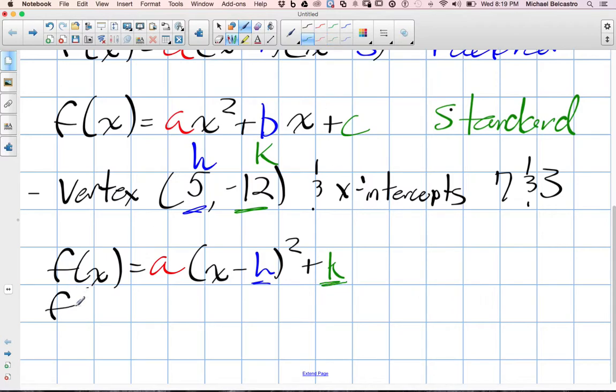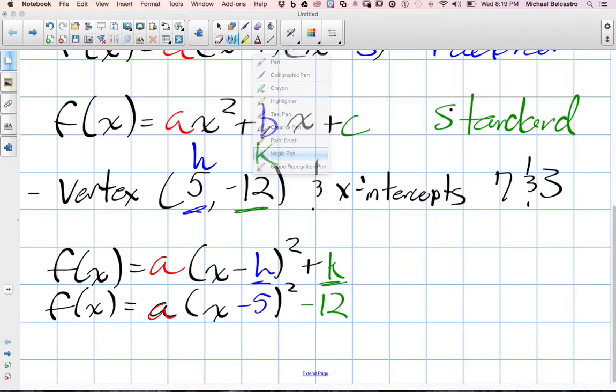So we now have f(x) = a(x - 5)² - 12. This will become negative 5, so it's opposite, that idea, and this stays as negative 12. Great, we're almost done, except we don't have an a value.